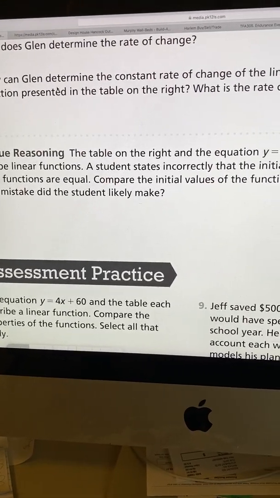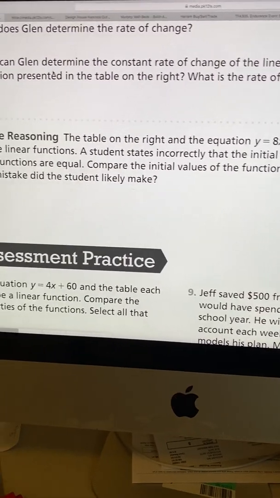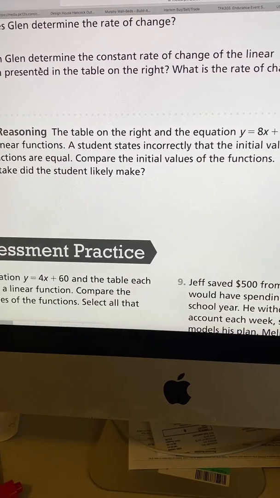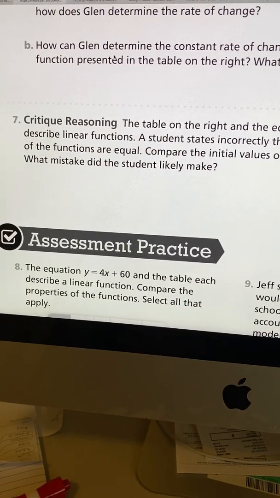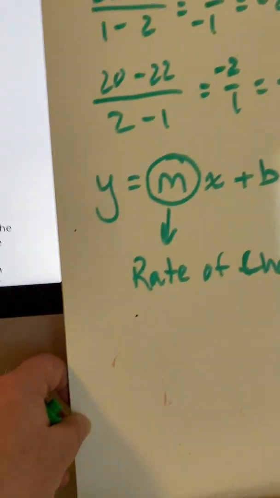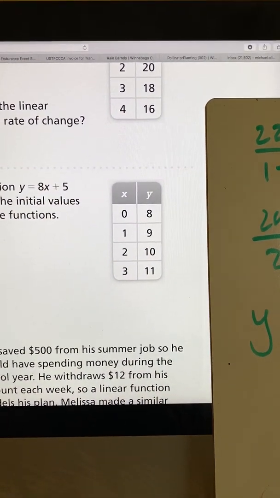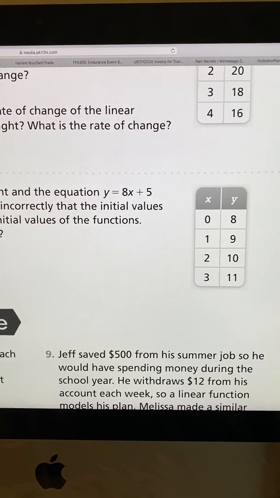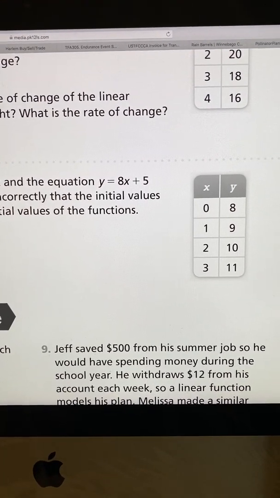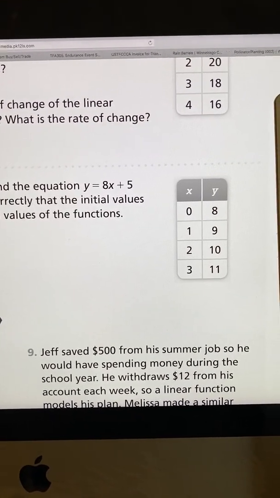A student states incorrectly, they're telling you right now, this person screwed up, that the initial values of the functions are equal. Compare the initial values of the functions. What mistakes did the student make? Okay, now the initial value for this student, 0, 8. That means at 0, he's saying if I make x 0, y is 8. If I make x 0, what should y be? Think about it. Correct, it should be 5.